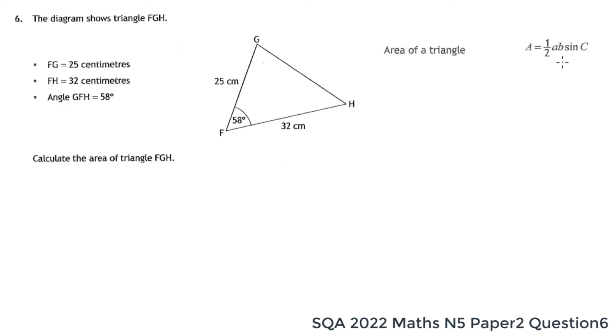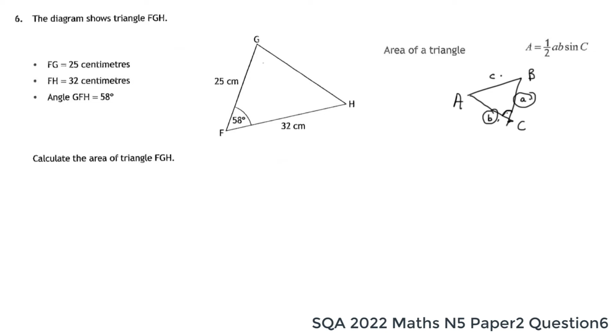At the front of your exam paper, you'll find this formula. Area of a triangle is a half ab sine C. Now, that involves a triangle ABC. Remember, the side opposite angle A is little a, side opposite B is little b, and side opposite angle C is little c. So a half ab tells you to take a half of this side a times this side b and the sine of the angle in between them. So it involves two sides and the angle in between. That's exactly what we have here.